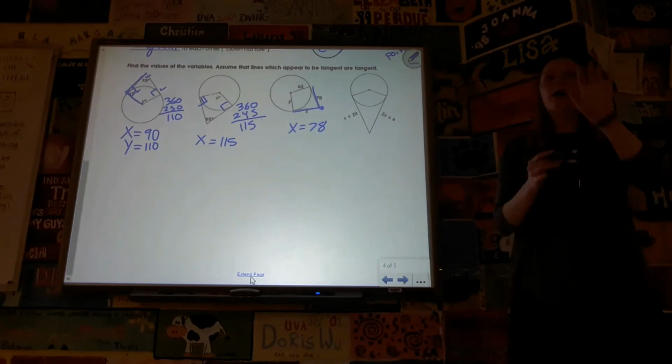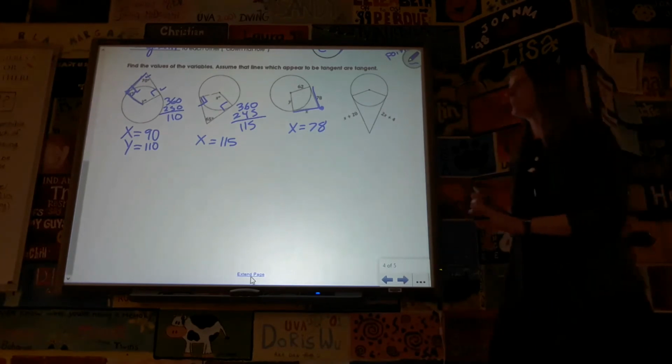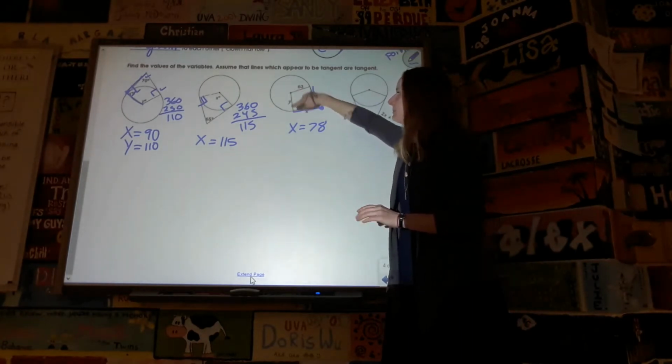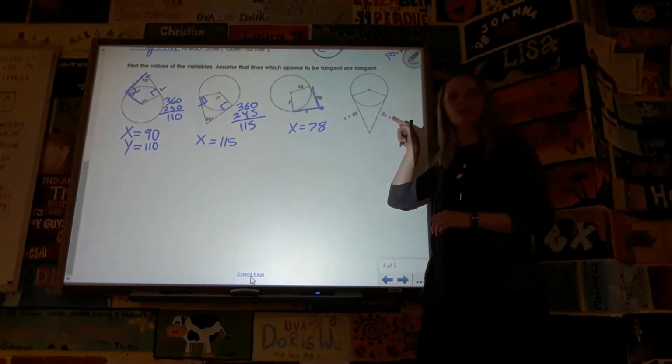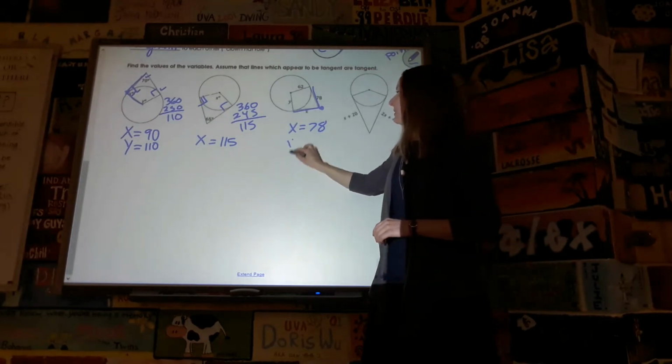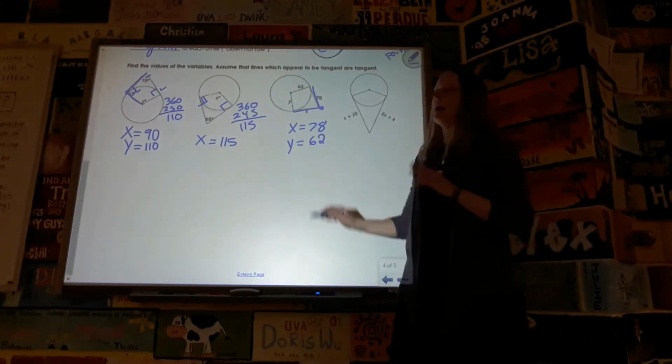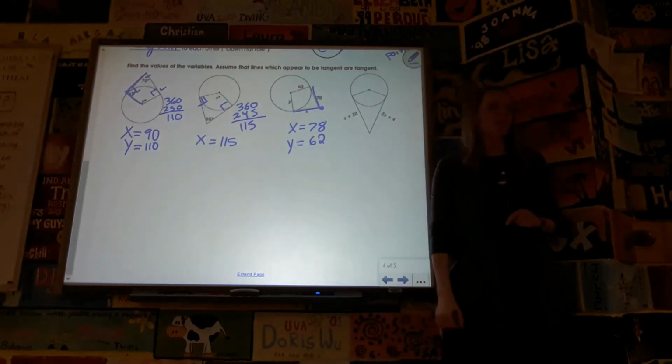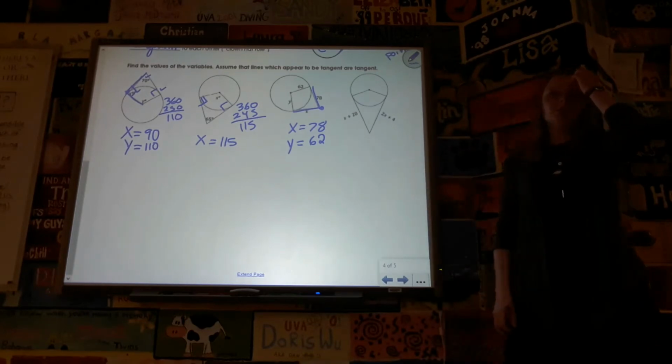What about y? Now y is not a tangent. Be careful, y is not a tangent. What would I call y? A radius. Do I have another radius in here? Yes. 62. So y would be equal to 62, because all radii are going to be equal to each other. So, pretty straightforward using the clown hat rule. It's pretty easy to use.